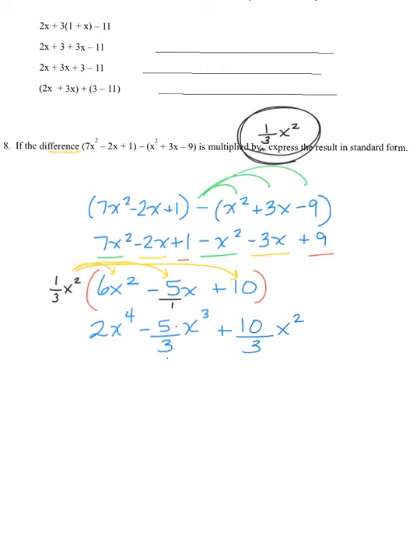We cannot simplify because none of our terms are considered to be like terms, meaning they have the same variable raised to the same power. We have all different powers. So we're finished.